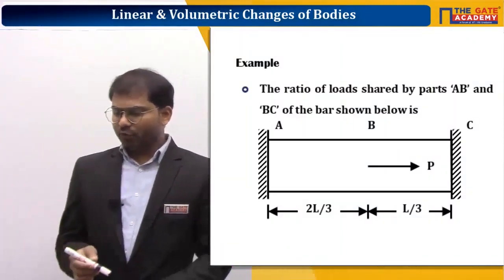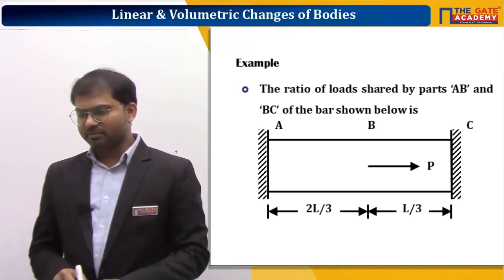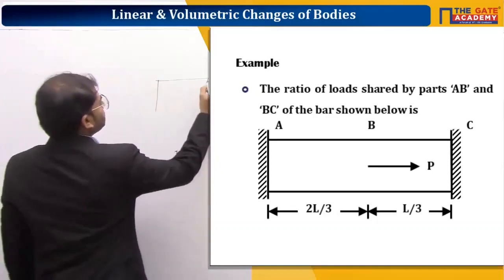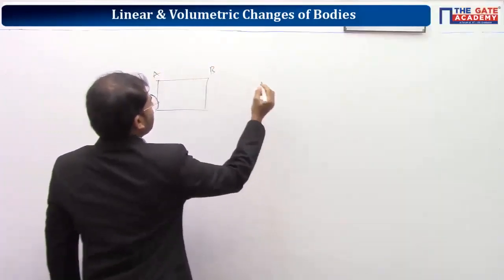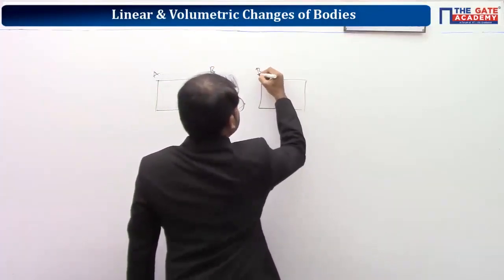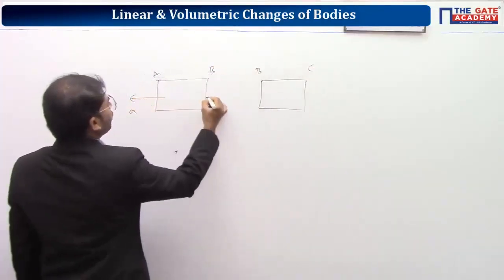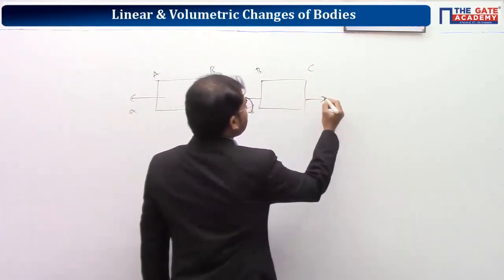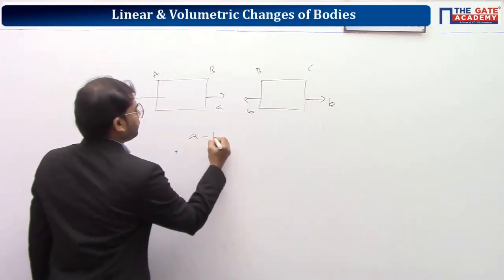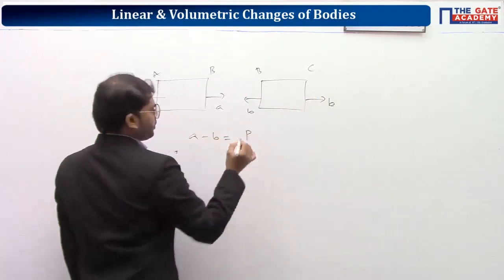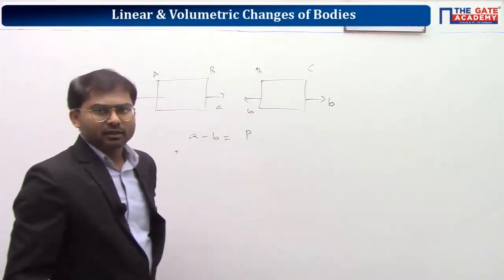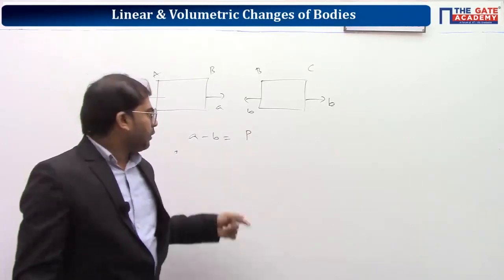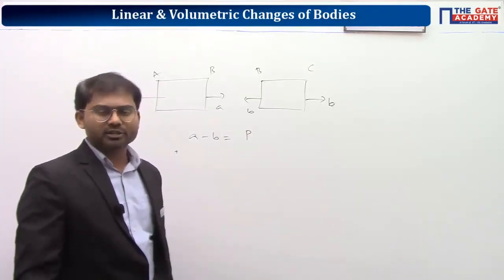We have to get the ratio of the loads shared by parts AB and BC. So if we take AB and BC separately, I am assuming the force on AB is small a, and on BC small b. At junction B we can say A minus B is equal to P. At junction B, the equation between A, B and P is nothing but A minus B is equal to P. So we have only one equation, but we have two unknowns, small a and small b.